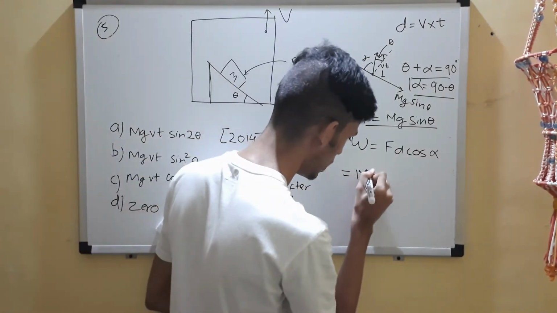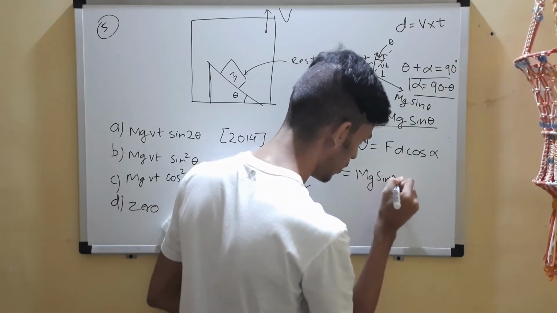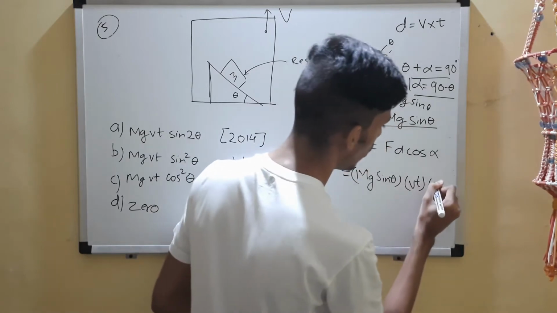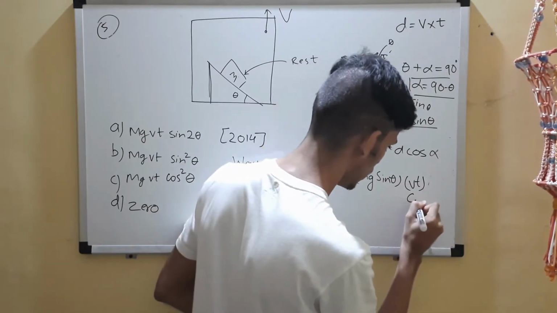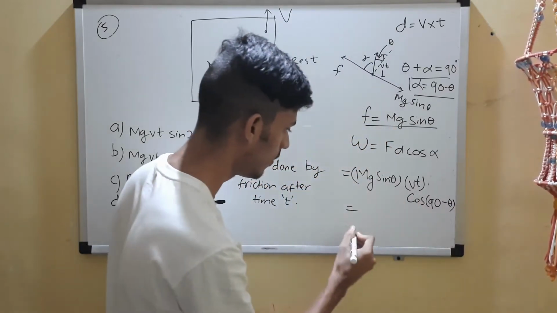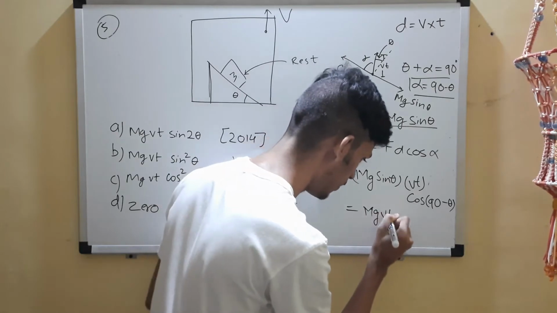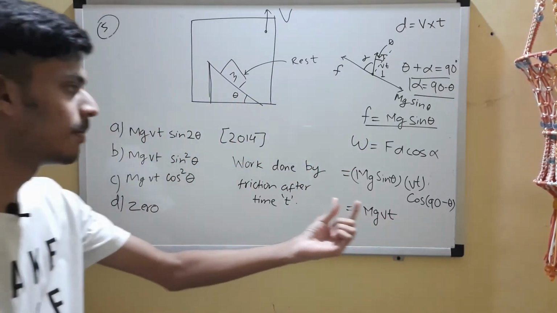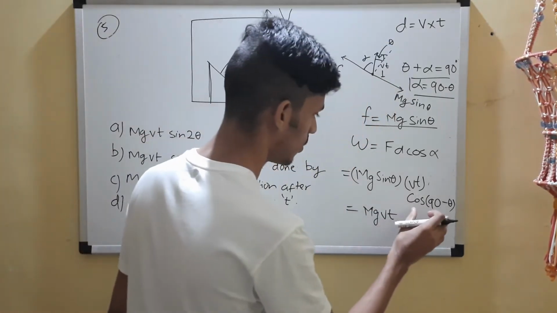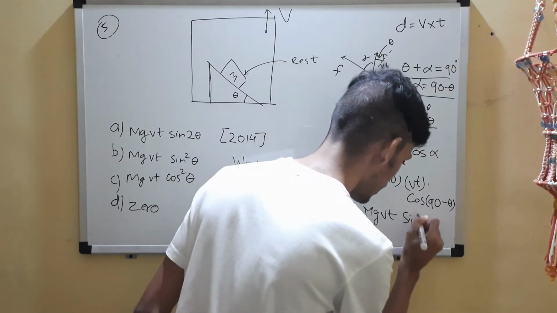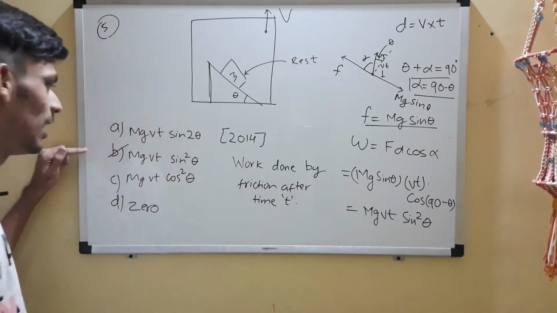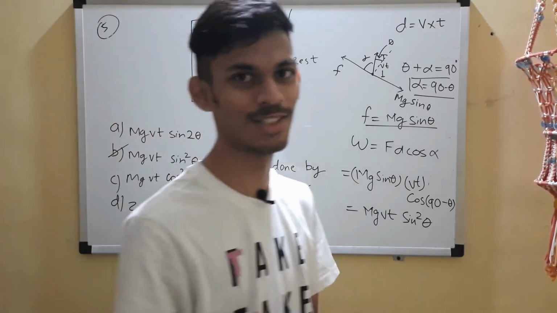Okay, so this is mg sine theta into Vt into cos of 90 minus theta. So mgVt, cos of 90 minus theta is nothing but sine theta, a little bit of math. And so sine theta into sine theta, sine square theta. So you have your answer. It is option B, mgVt sine square theta. Let's go to the next question.